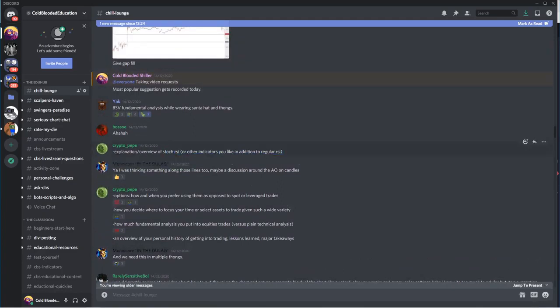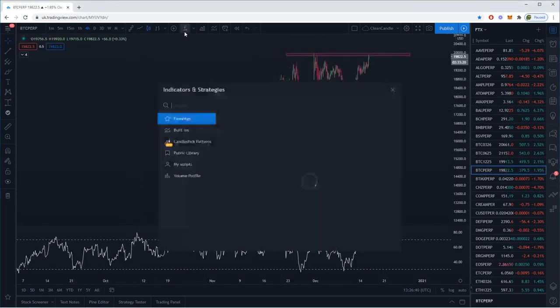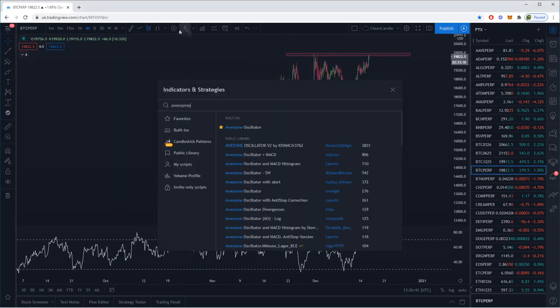First of all, my man Pepe here says, explanation or overview of stock RSI or other indicators you like in addition to regular RSI. So one of the other indicators that I like is the awesome oscillator, as we well know, and one of the ways that you can look at utilizing the awesome oscillator and RSI is waiting for confluence. Alright, so waiting for confluence.